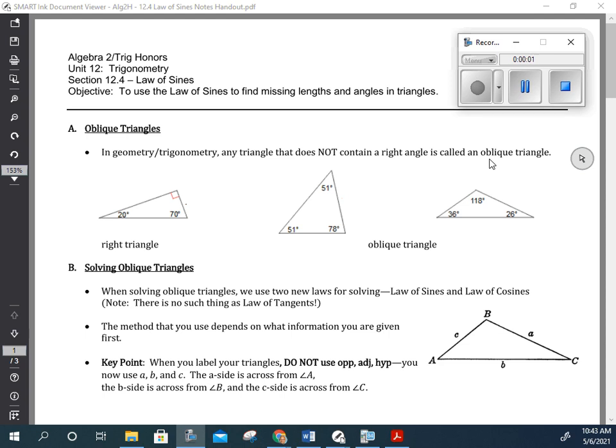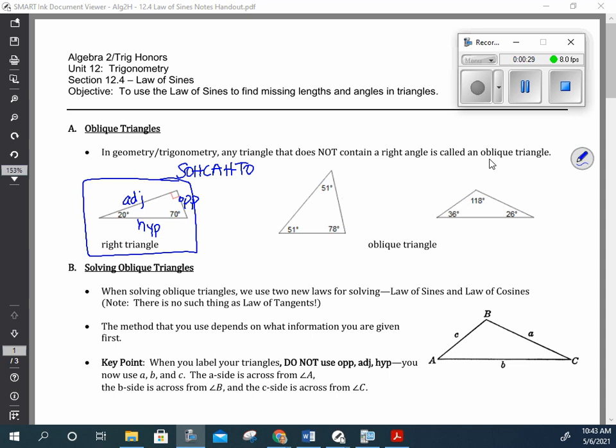12.4 uses a new method for solving a triangle, which is called the law of sines. So why does the law of sines exist? Because everything in life is not a right triangle. If you have a right triangle, then you can always label your opposite, your hypotenuse, your adjacent, and then use SOH CAH TOA.